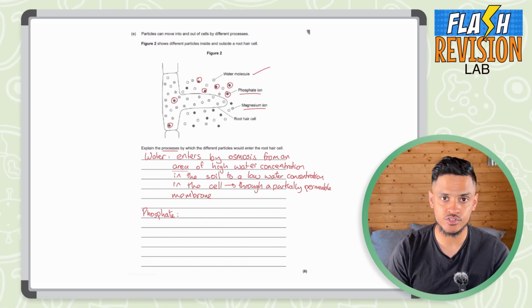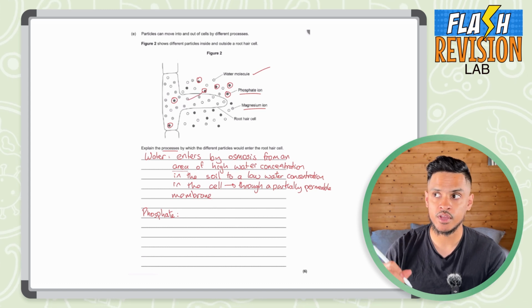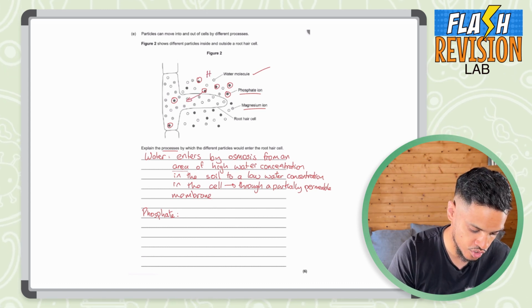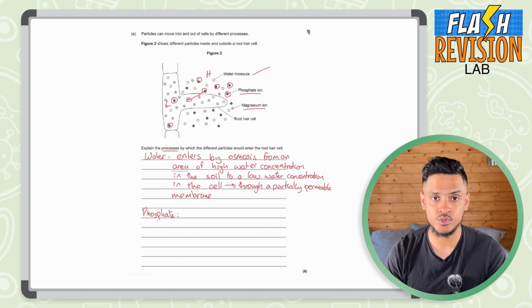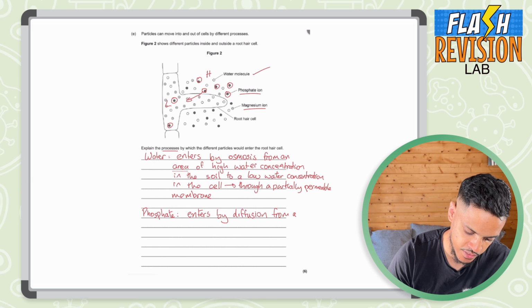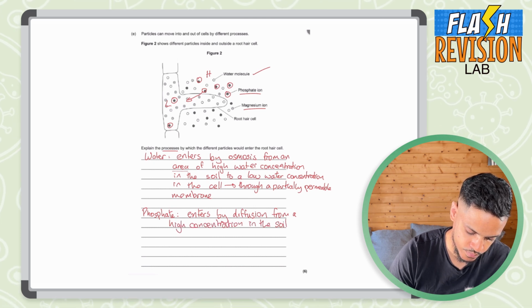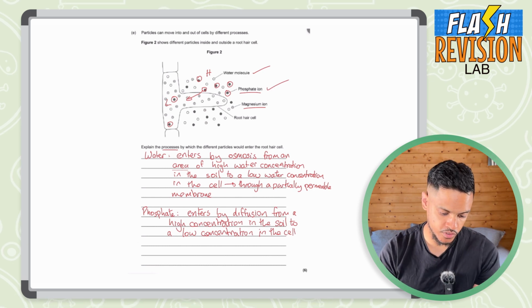So we have a high concentration of phosphate ions on the outside in the soil. So it's going from high concentration to low concentration. So if we think back to our definition, that's basically diffusion. So phosphate, we can say, enters by diffusion from a high concentration in the soil to a low concentration in the cell. Okay, so we've talked about 2 of them now.